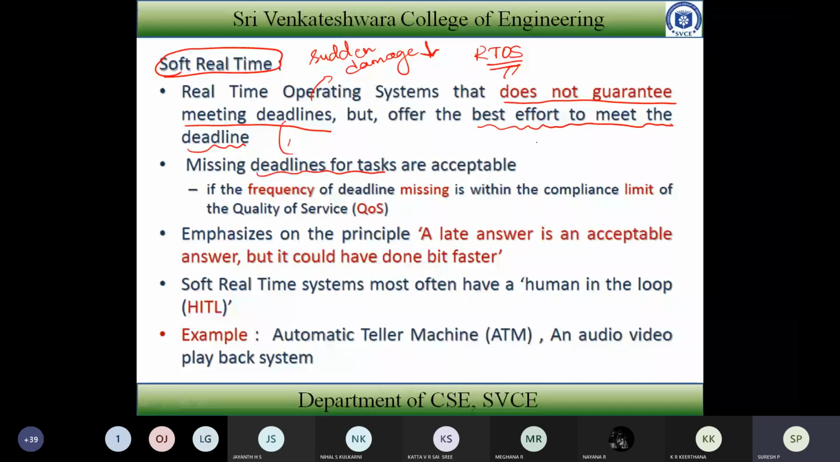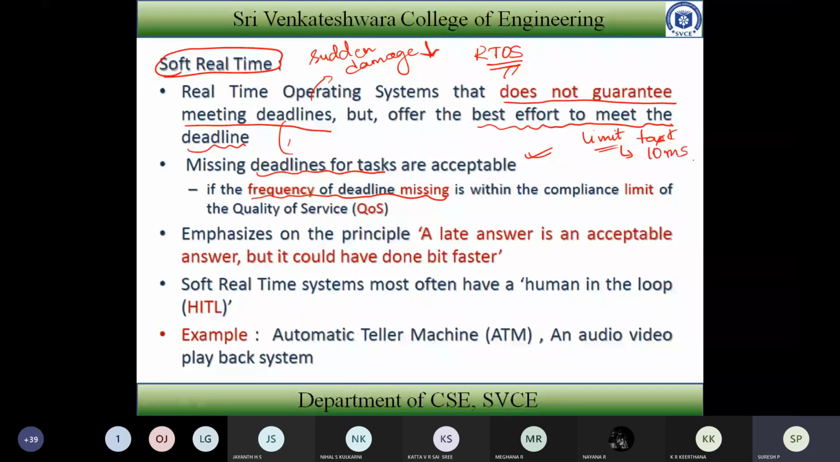The frequency of deadline missing is within the compliance limit of the quality of service. What it means is that whatever limit you set for the frequency of deadline missing, say that particular task has to complete in 10 milliseconds.